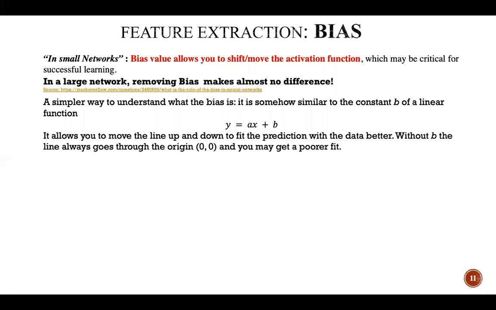And this bias, if your network is small, and by small, what do I mean? There are many ways to define small networks. Small networks might be defined by the number of parameters or hyperparameters that you have, or the number of layers in your convolutional stage, and so on. However, if your network is large, research is saying that removing bias makes almost no difference. So whether you have a bias or not, it will not make much of a difference in your final result.